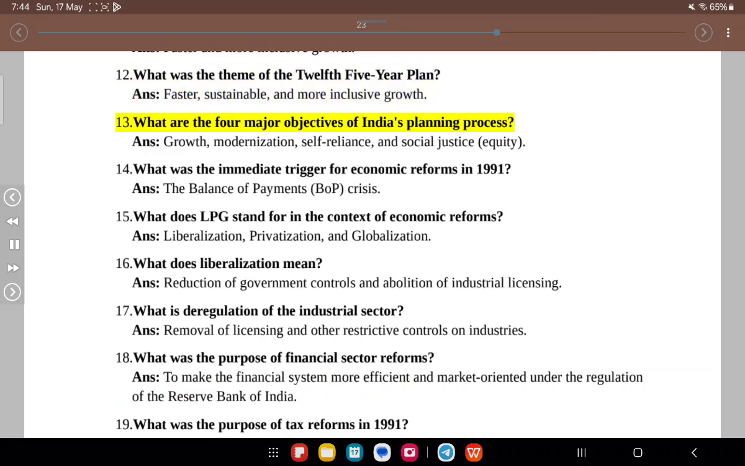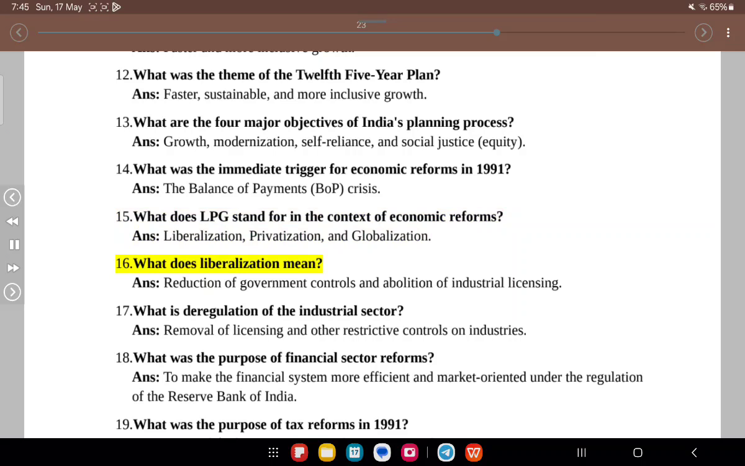13. What are the 4 major objectives of India's planning process? Ans. Growth, modernization, self-reliance, and social justice equity. 14. What was the immediate trigger for economic reforms in 1991? Ans. The balance of payments BOP crisis. 15. What does LPG stand for in the context of economic reforms? Ans. Liberalization, privatization, and globalization.